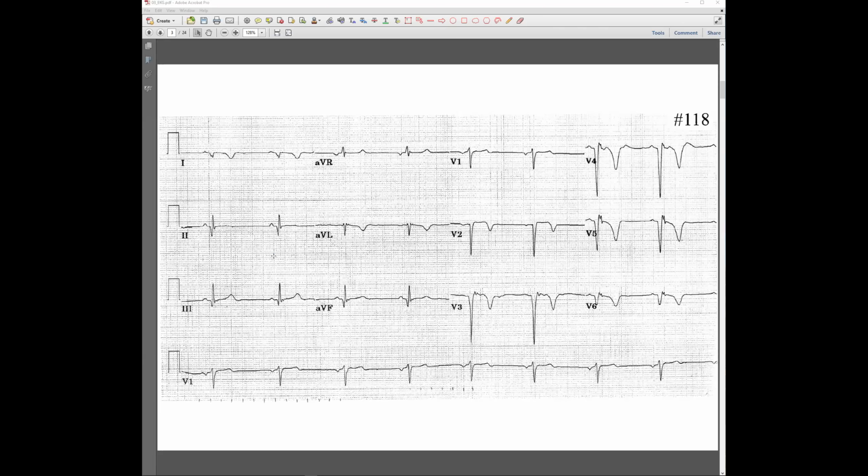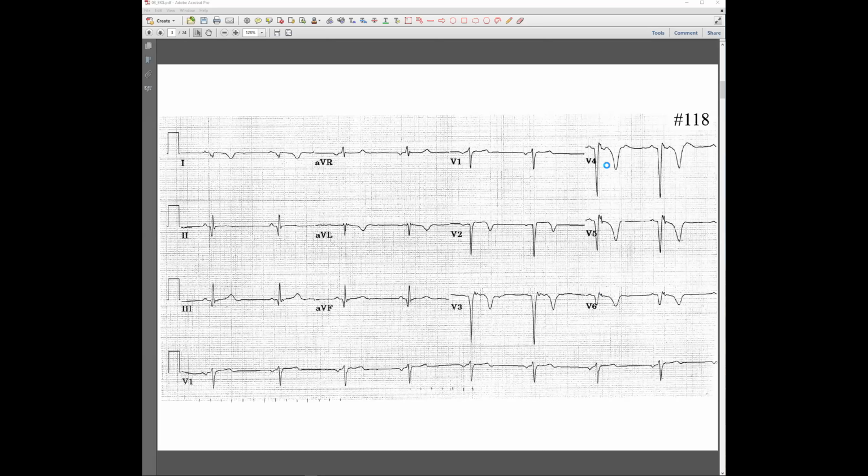Correct. Also in V4, V5, and V6, I see an RSR, the M shape. No, this is not. That's a QR, or maybe the J point, but this is nothing. That's a Q and R. This is not an RSR pattern. And you should see the RSR pattern in V1, V2, and not in V4, V3. I thought that was left, but it's not left BBB. It should be right, but this is not.